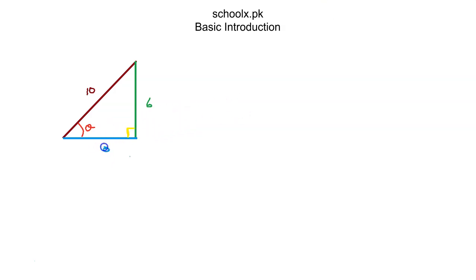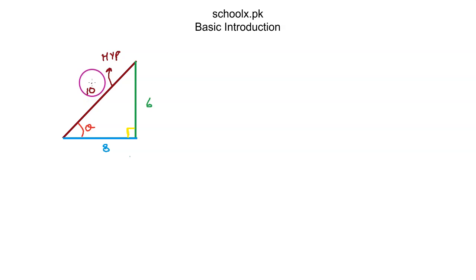Alright, so in a right angle triangle, the square of this side must be equal to the sum of the squares of these two sides, which holds true in this case because 10 square is 100, and 6 square is 36, and 8 square is 64. So 36 plus 64 is 100, which is equal to the 10 square. And this side, the side which is opposite to the 90 degrees angle, is called the hypotenuse. This is the longest side in a right angle triangle.